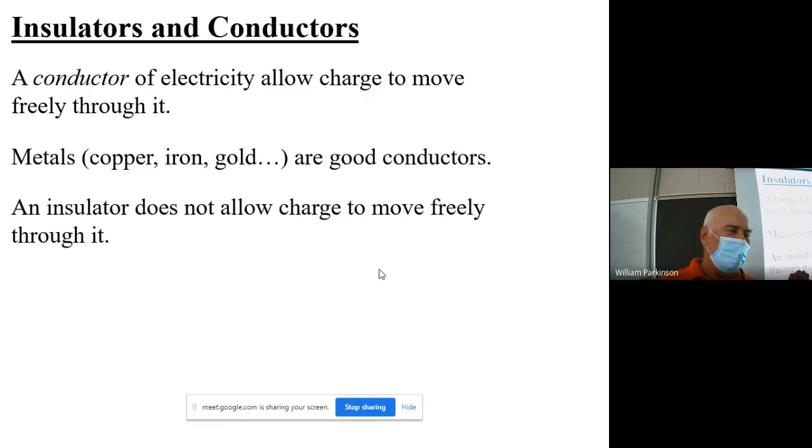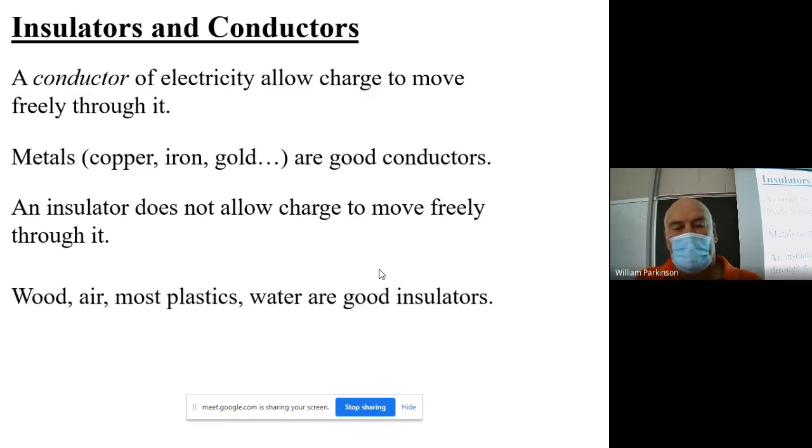They kind of, what's a good word? They kind of stop charges from moving. All the charges stay localized without migrating in a material known as an insulator. Now, what are some good insulators?